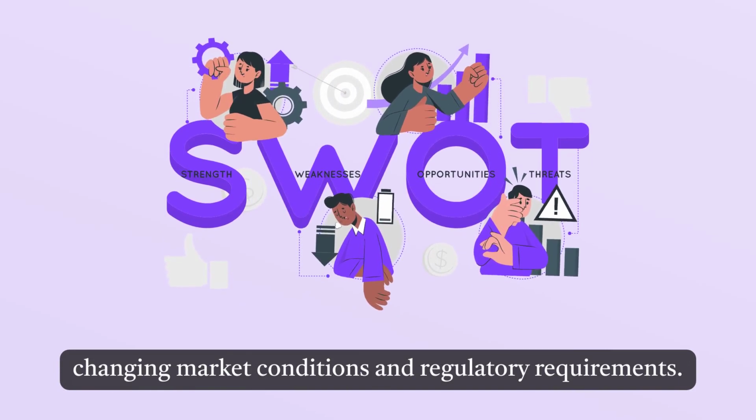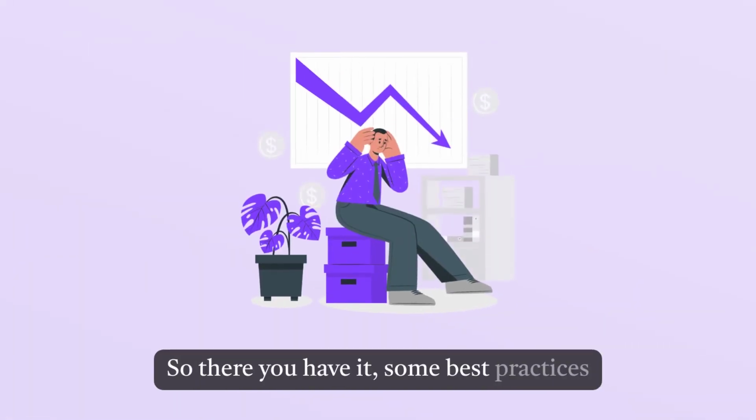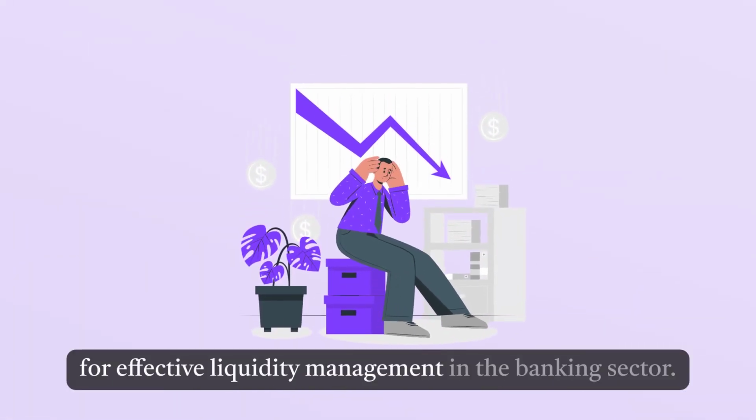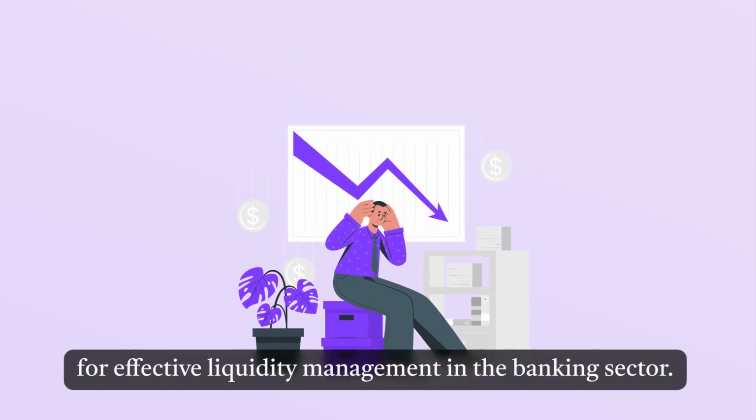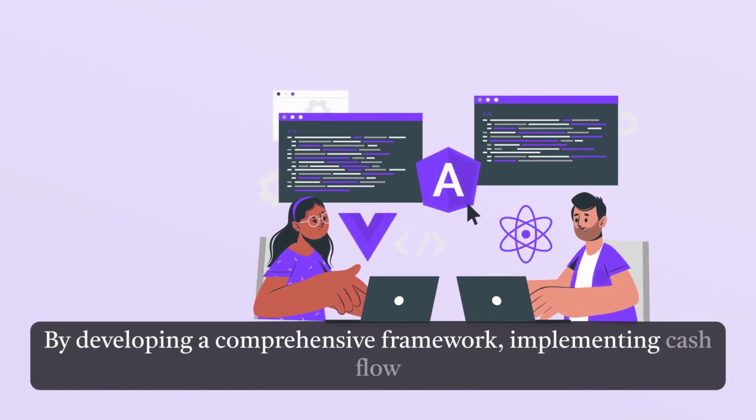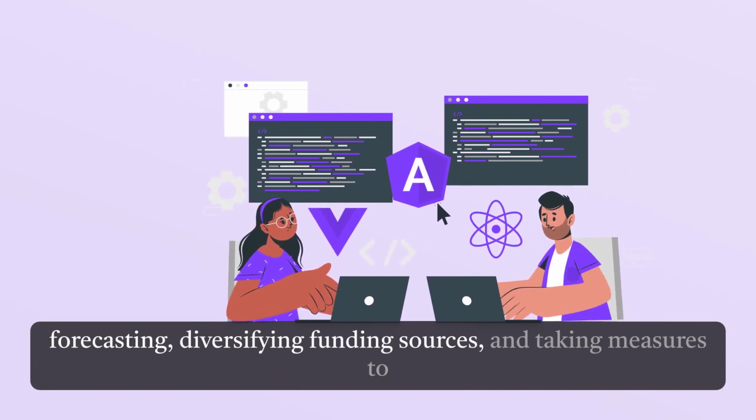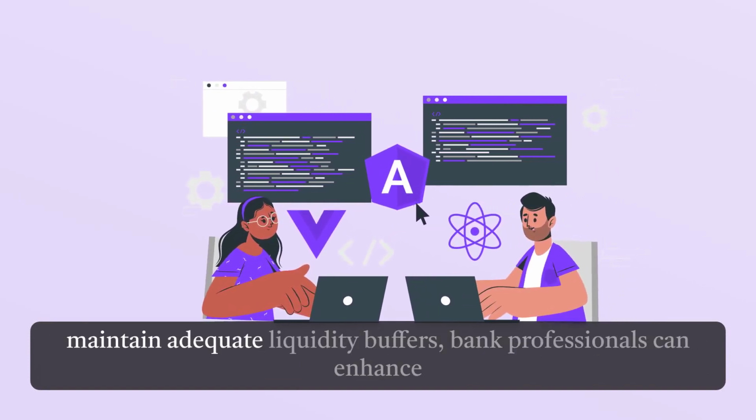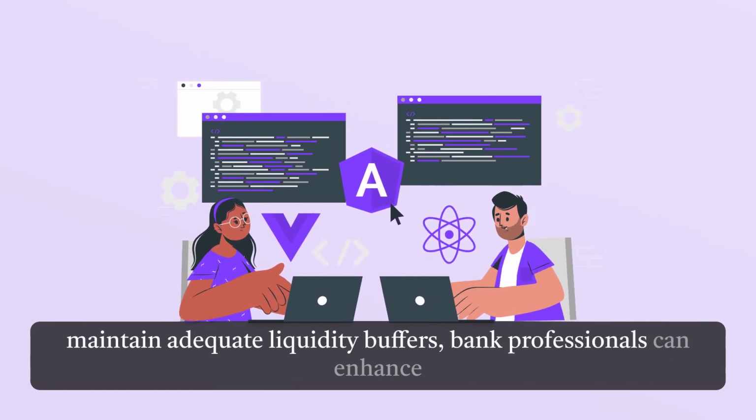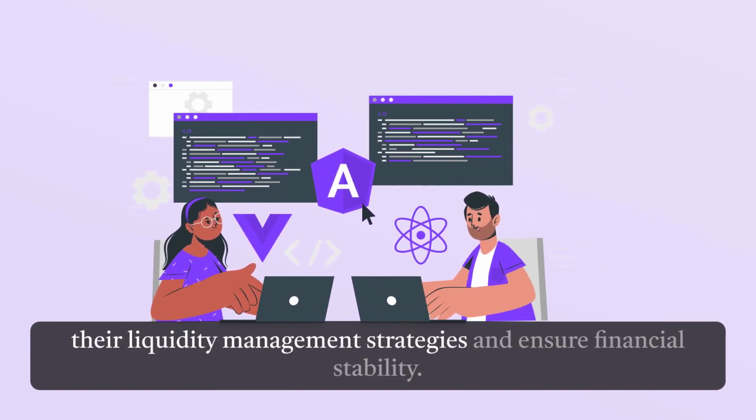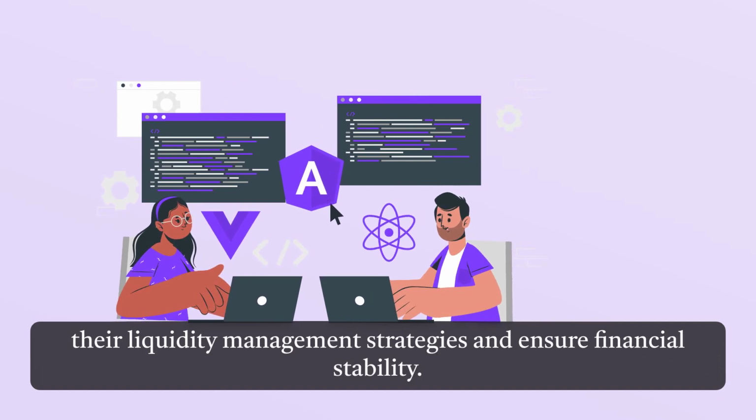regulatory requirements. So there you have it, some best practices for effective liquidity management in the banking sector. By developing a comprehensive framework, implementing cash flow forecasting, diversifying funding sources, and taking measures to maintain adequate liquidity buffers, bank professionals can enhance their liquidity management strategies and ensure financial stability.